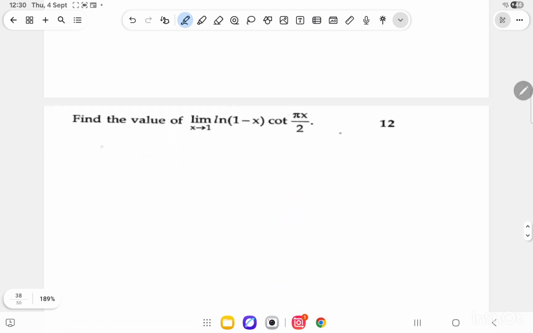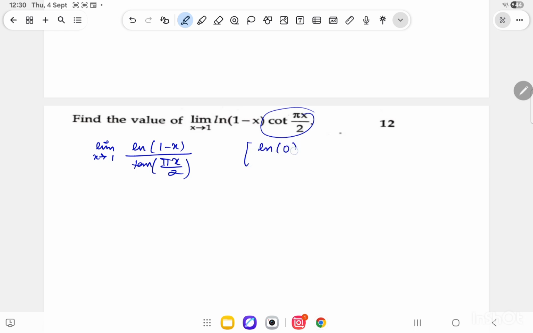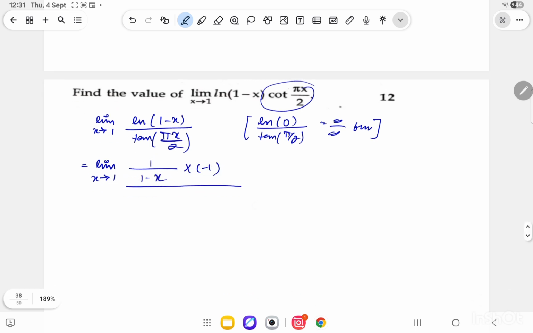So let's move on to the next question. In the next question we are supposed to find out the limit x approaches 1 of ln(1 minus x) upon this cotangent, I can write it as tan(pi x by 2). If I put x equals 1, it will be ln 0 divided by tan(pi by 2), that is infinity upon infinity form. So I can use L'Hopital rule here. That gives me limit x approaches 1 of (minus 1 divided by 1 minus x) divided by the derivative of tan x, which is sec squared(pi x by 2) into pi by 2.